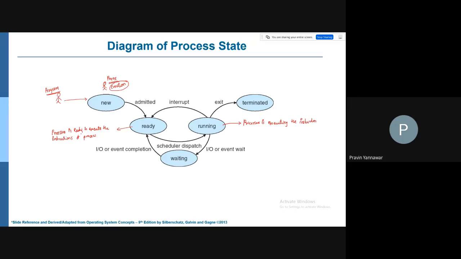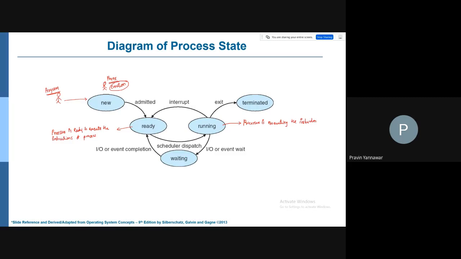What is the difference from ready? In ready, the processor is ready to execute but is not executing. The processor has got a process and is ready to execute. For execution, the state has to change to running. So in running, the processor is executing the instructions.